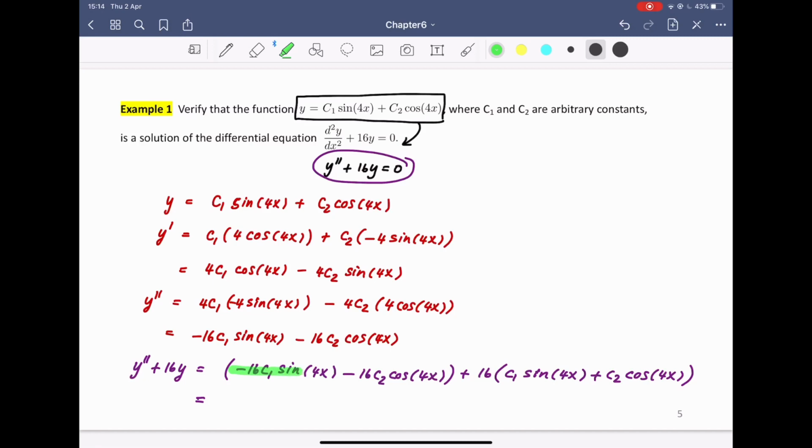So negative 16 c1 sine 4x cancels with 16 c1 sine 4x, and then negative 16 c2 cosine 4x cancels with 16 times c2 cosine 4x. So it cancels out, and then this thing is 0. So y equal to c1 sine 4x plus c2 cosine 4x is indeed a solution.